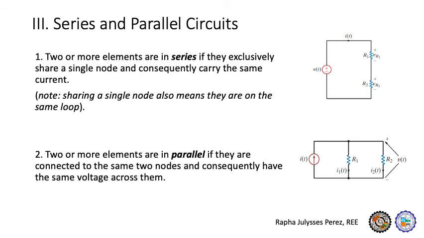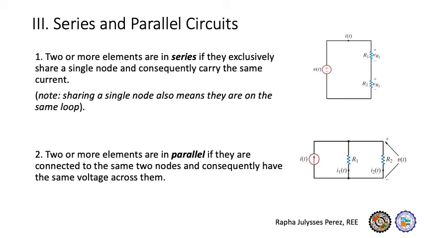The third topic that I'd like to discuss in this lesson is the difference between series and parallel circuits. Two or more elements are in series if they exclusively share a single node and consequently carry the same current. So, in a series circuit, current is the same throughout. But we also need to note that sharing a single node also means that they are on the same loop. So, in a series circuit, we are considering just a single loop.